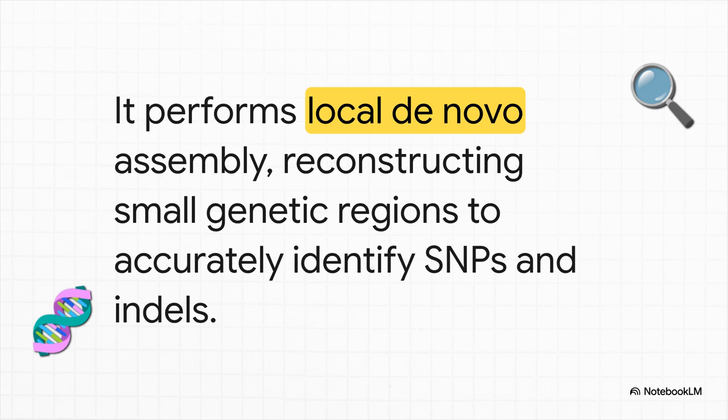Now, the real magic here is how it does this. Haplotype caller doesn't just look at one read at a time like a simple scanner. No, it looks at all the reads in a small area together. And then it asks a much smarter question. What is the most likely original sequence that would have produced all of these different reads I'm seeing? It's this group-based logic that makes it so incredibly accurate.